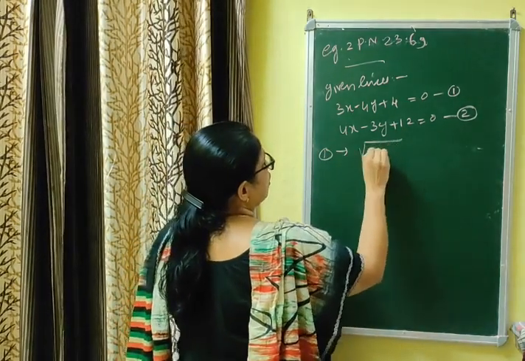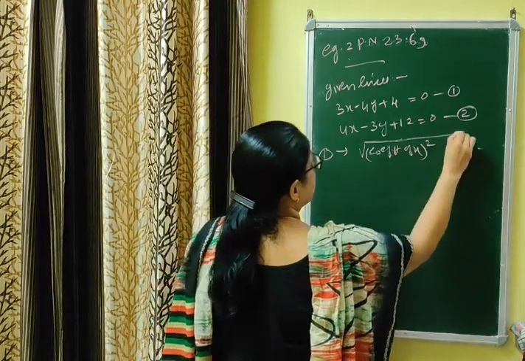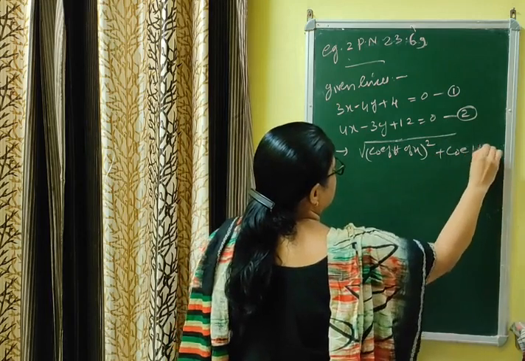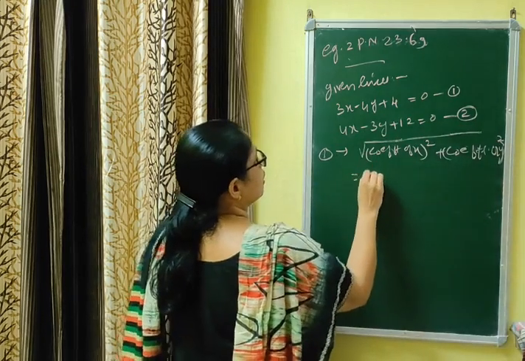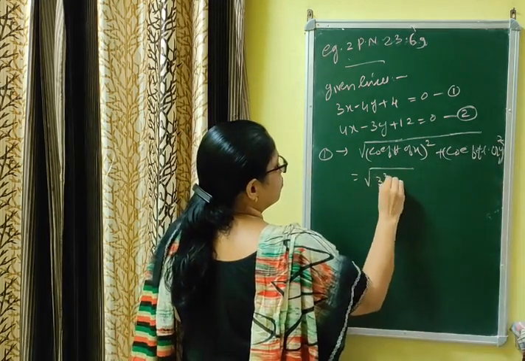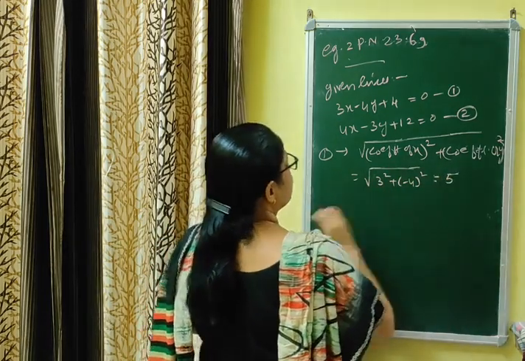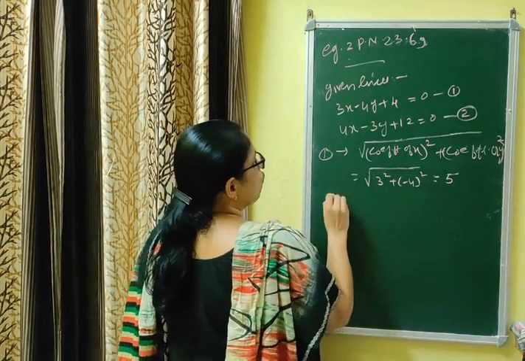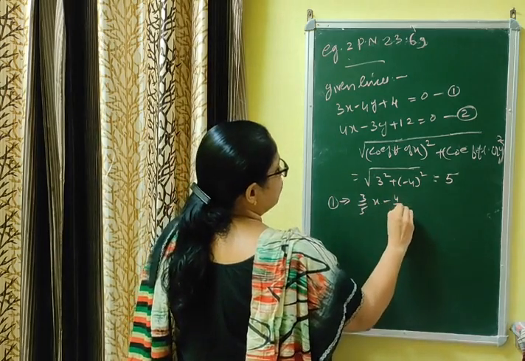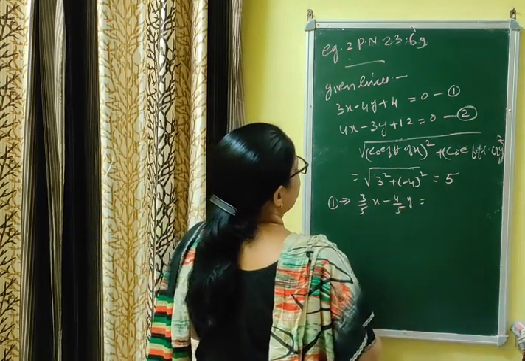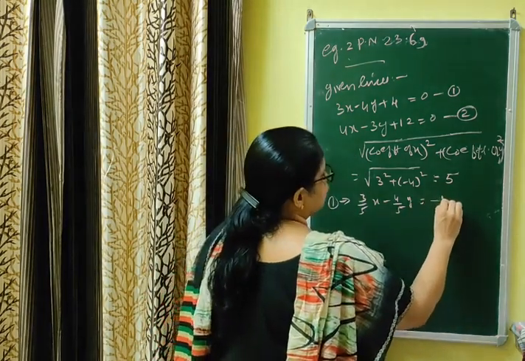That is, what is the square root of coefficient of x whole square plus y whole square? You can do it directly also, but for your better understanding, I am writing each step. That is under root of 3 square plus minus 4 square, that is under root of 9 plus 16, that is 25 equal to 5. That means this becomes 3 by 5 x minus 4 by 5 y is equal to, you have to convert in standard form, that is minus 4 by 5.